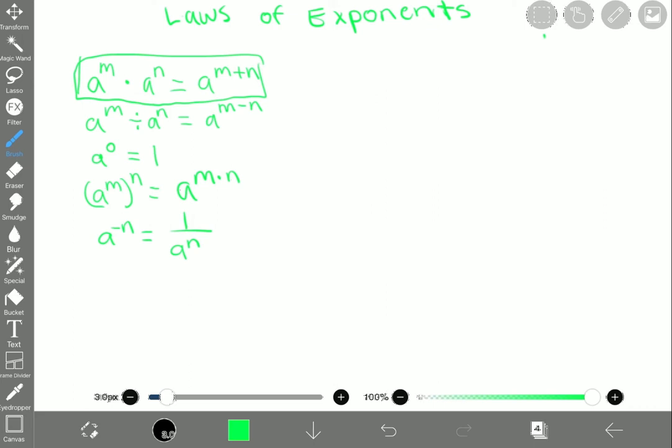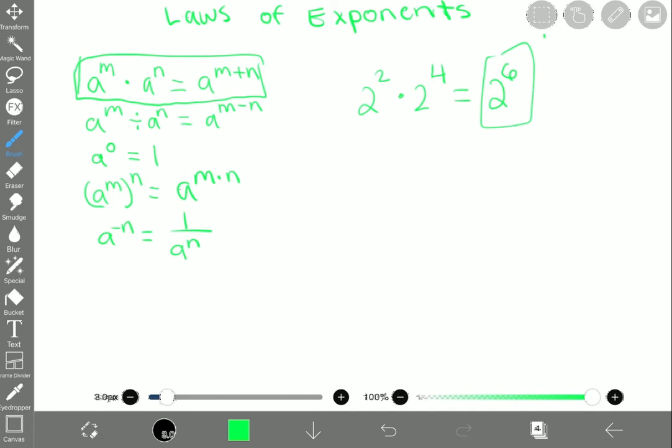What this is saying is if you have the same base number, like 2 squared times 2 to the 4th, because these have the same base number, we can keep the base number the same and just add the 2 exponents. So then it'll be 2 to the 6th. This is much easier than finding 2 squared and then 2 to the 4th and then multiplying them together. Now this is very simple.